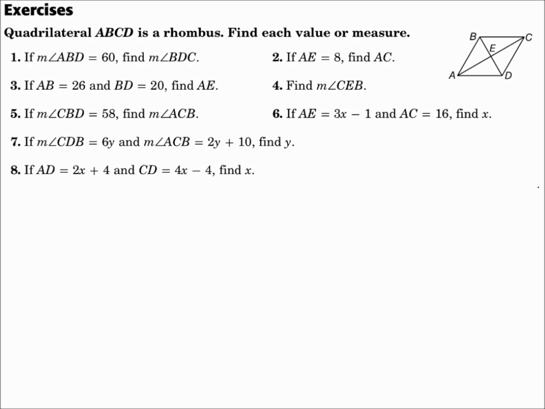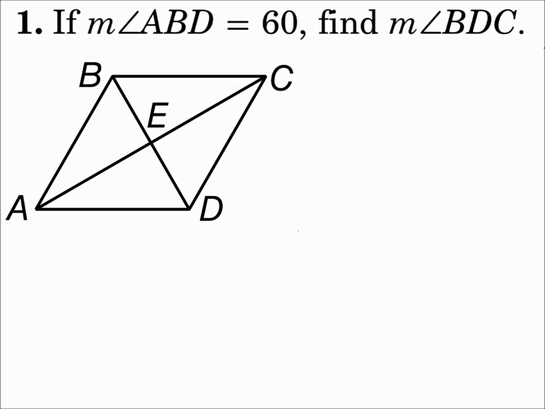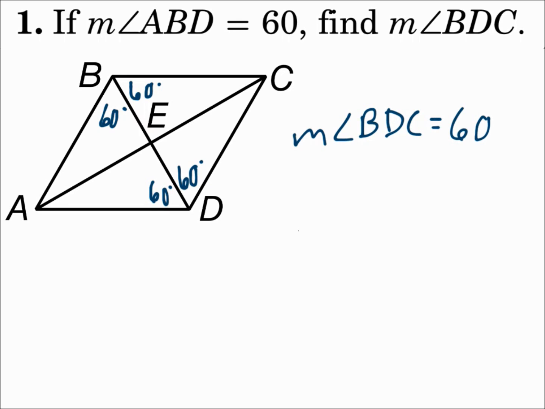Quadrilateral ABCD is a rhombus. Find each value or measure. Number 1, if the measure of angle ABD is 60, find the measure of angle BDC. Well, in a rhombus, the diagonals bisect opposite angles. So if the measure of angle ABD is 60 degrees, then the measure of angle DBC is also 60 degrees. And that symmetry applies to the other end of the rhombus as well. Those two angles are also 60 degrees. Therefore, the measure of angle BDC is 60.